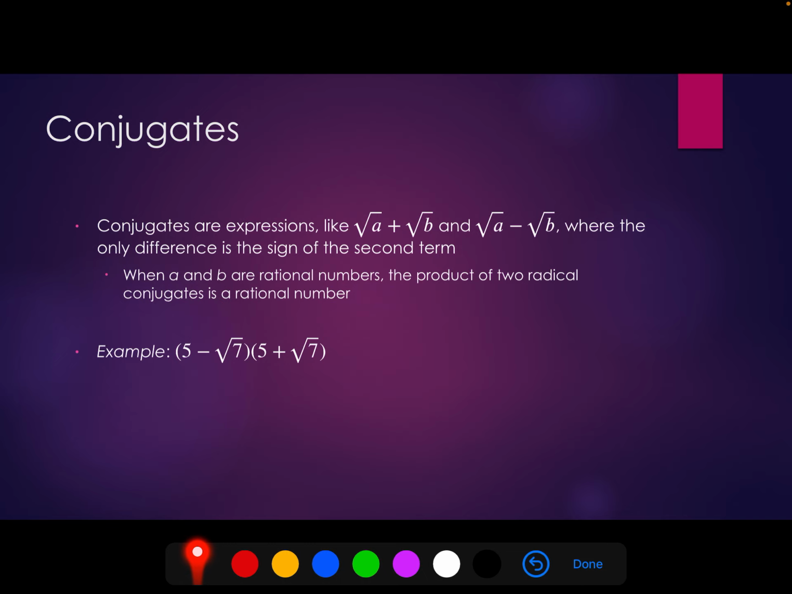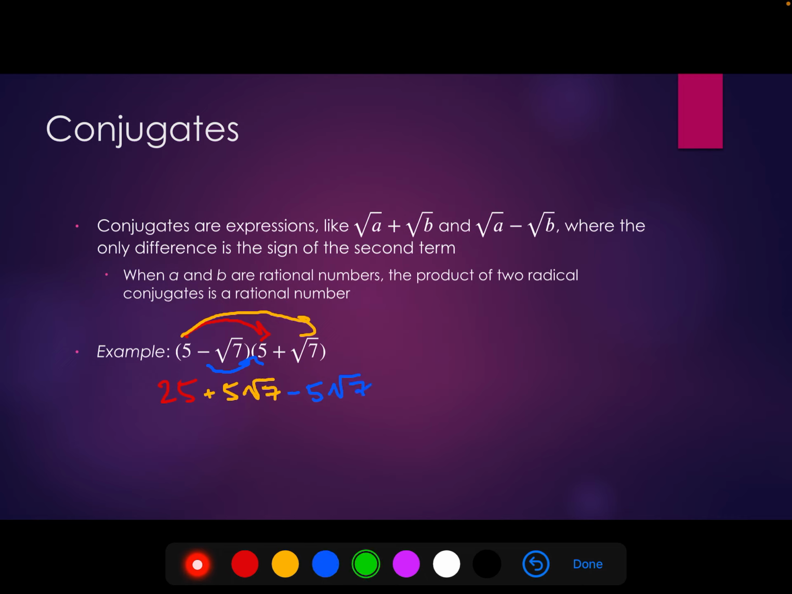So here, again, we're going to be multiplying two binomial radical expressions, so we'll use our FOIL method. We have our first terms, that gives us 25. We have our outside terms, 5 times the square root of 7, that gives us just 5 root 7. Now our two inside terms, we have negative square root of 7 times 5. So that's going to be minus 5 times the square root of 7.